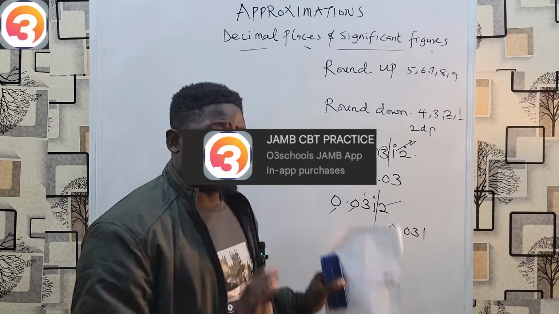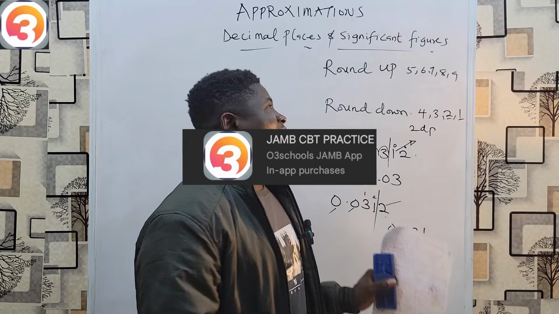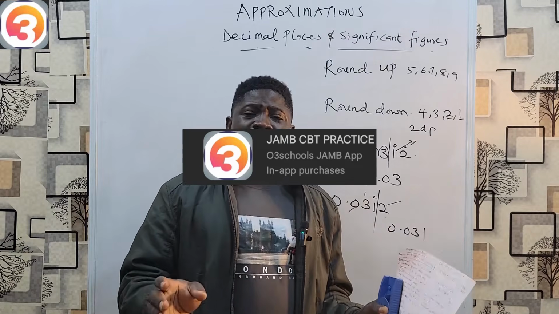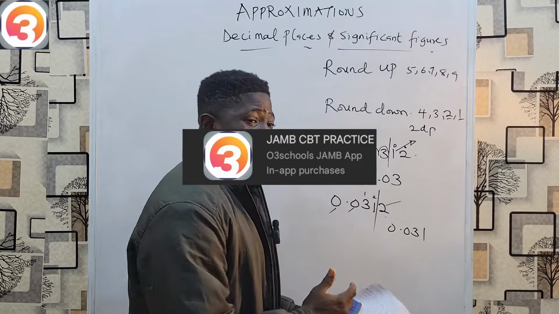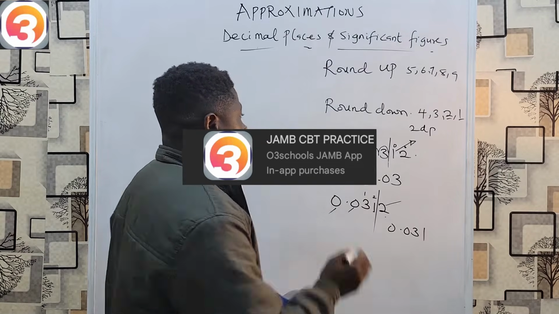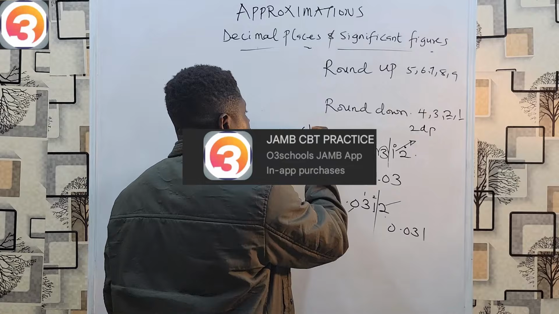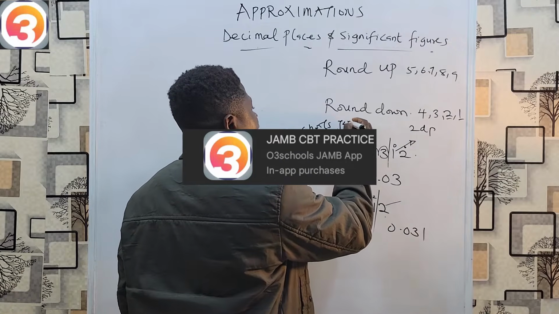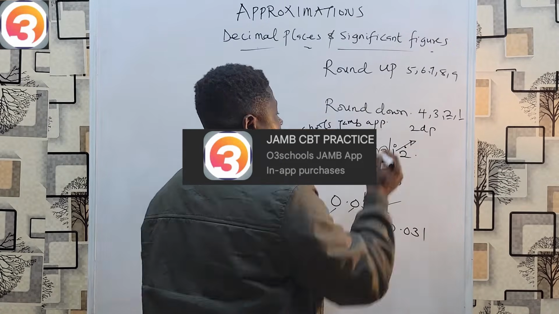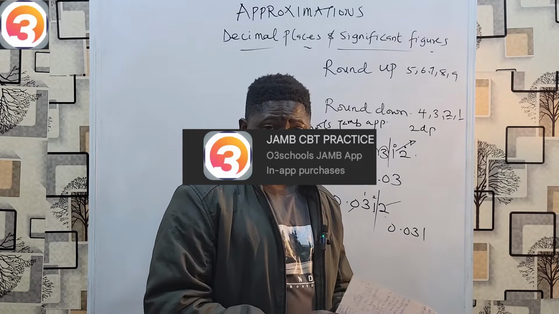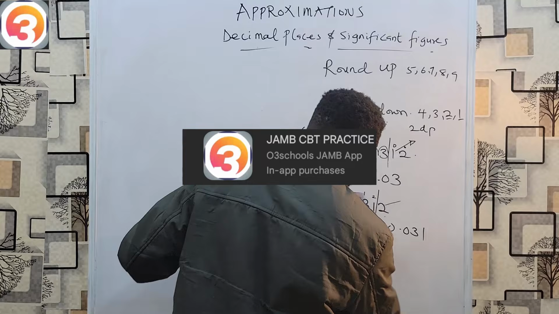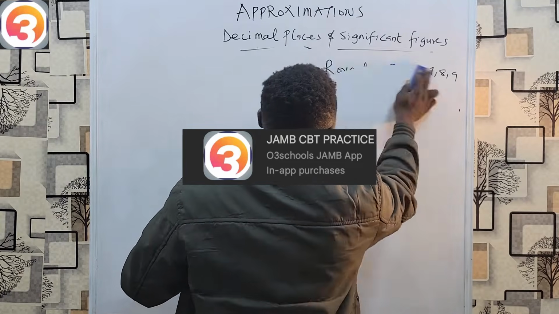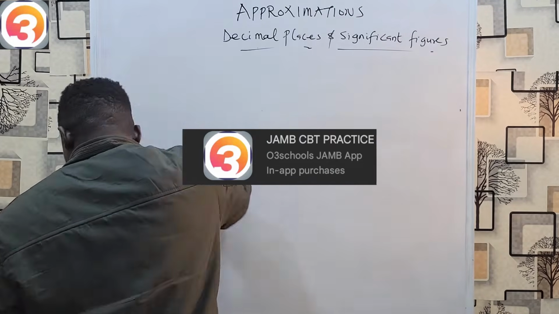So this is just simple approximation. If you understood what I've said so far, then there's no question under decimal places and significant figures that you will not be able to answer. Now we're going to go to our JAMB past questions using our O3Schools JAMB app, and your assignment will also be from the app. So please, it is necessary you download that app now. All right, let's move ahead and take questions quickly because of time.